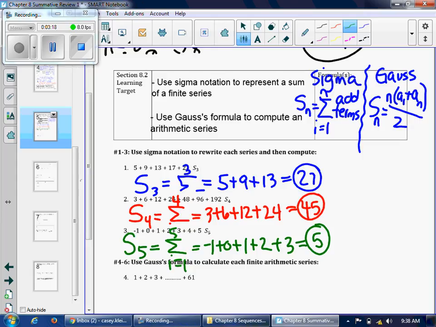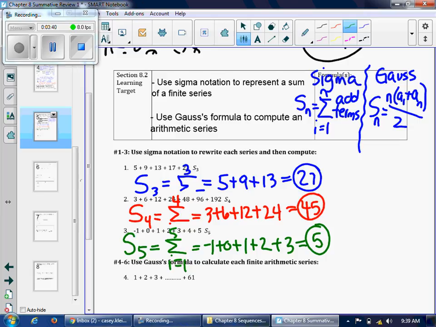For number 4 through 6, you have to use Gauss's formula to calculate the finite series. The reason we use Gauss's formula is because you might be asked to add numbers 1 through a million, and it would take you forever to do it by hand. So Gauss's formula is the quick and easy way to do this.